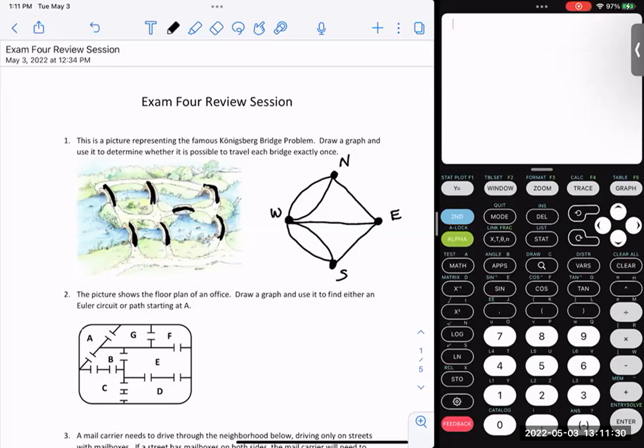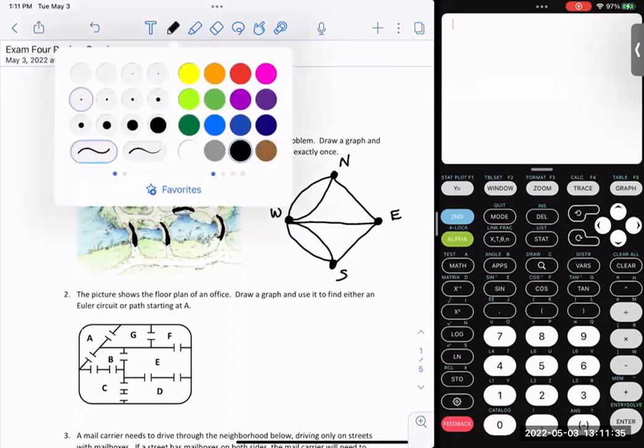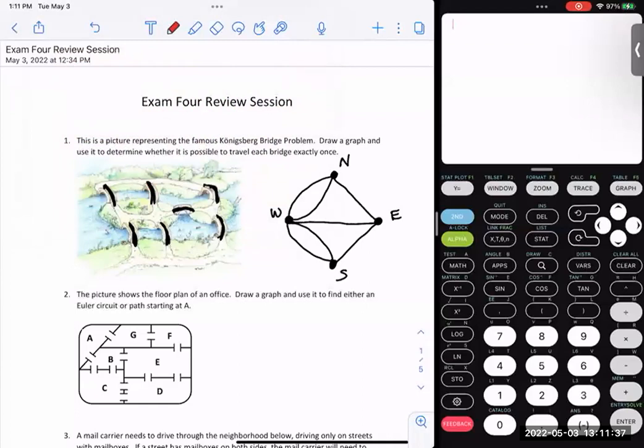All right, so using Euler's theorem, I'm going to find the degree of each vertex. I usually like to list this in parentheses. If I count the number of edges coming out of each vertex, I can see that N has 3 edges, or is degree 3. E is also 3. S is also 3. And then if I count the edges on W, it looks like I've got 1, 2, 3, 4, 5 edges there.